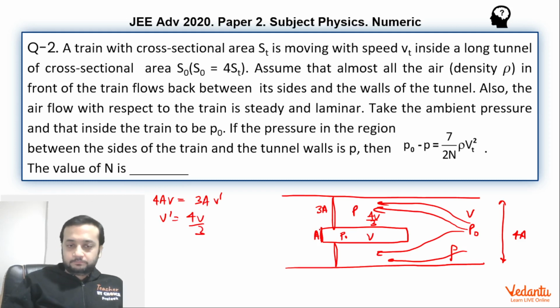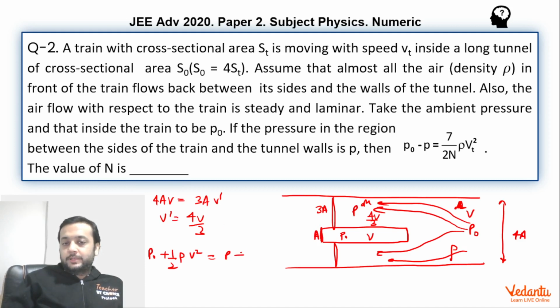Right? Now what we can do, we can apply Bernoulli's equation at two horizontal points. So let's choose this point L and let's choose this point M. So basically, P naught plus half rho v square is equal to the pressure here, which is P, which is what we have to find, the pressure at M. Basically, we have to find the pressure difference.